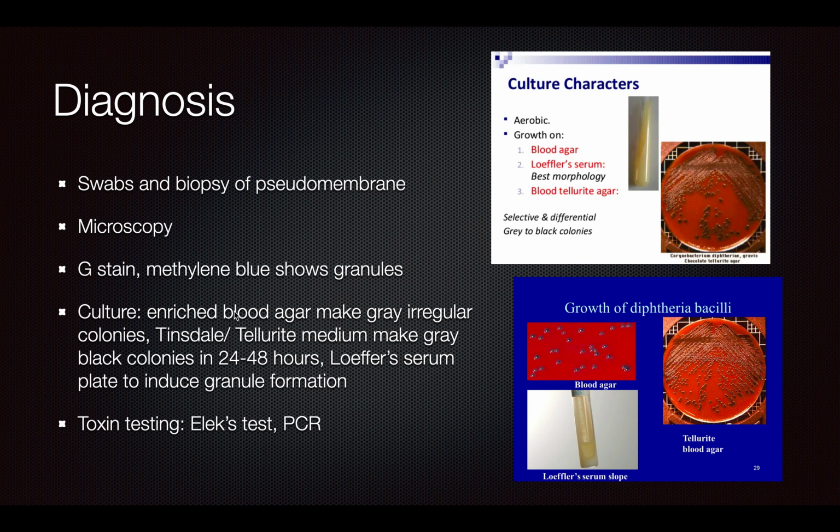How do we diagnose it? We give the Gram stain along with a methylene blue stain. On the culture, you use either the blood agar in order to see the gray irregular colonies, the Tinsdale or Tellurite medium, which makes the gray-black colonies, and the Loeffler serum plate in order to make granular formation. You can also do a toxin test, also known as the Elek test, or a PCR.